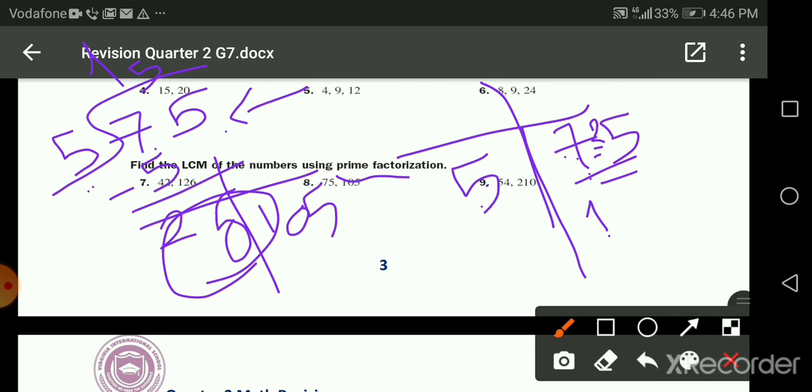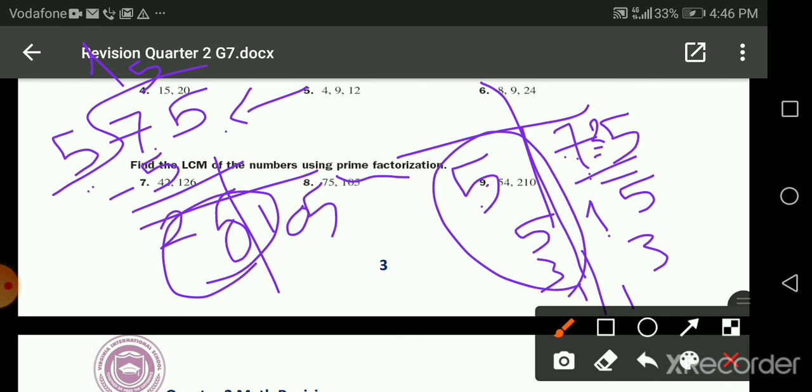Okay, I will write it here. So the answer, 15 divided by what? 5. 15 divided by 5 is 3. Divided by 3 gives you 1. So I have here 5, 5, and 3. What about 105? Let's do it. So we have here 5, 5, and 3. And what about here, 105?